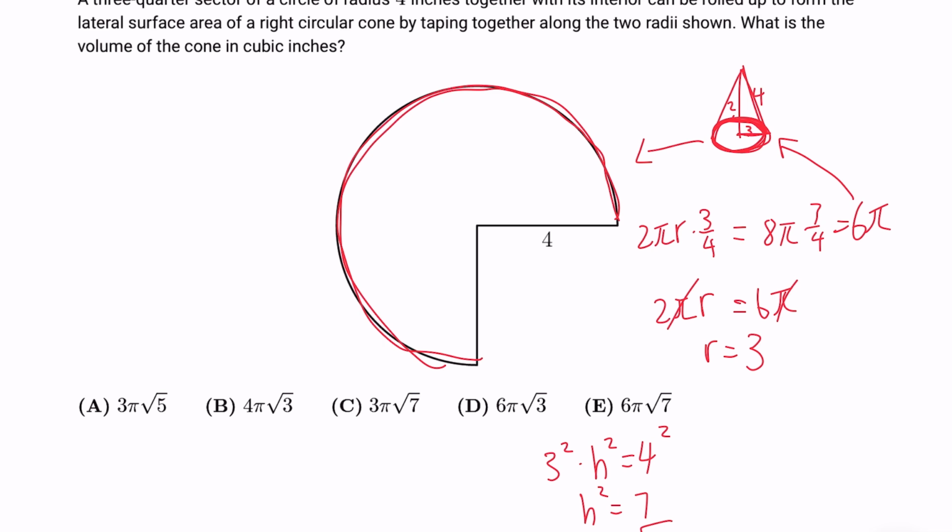Well, now we have all of the components we need for the volume of a cone, which I'm going to write right here: 1/3 pi r squared times h. So it would be 1/3 pi times r, which we said is 3, squared is 9, times h, which is the square root of 7. And now we can just solve, which is 3 pi times the square root of 7. So the answer is C.